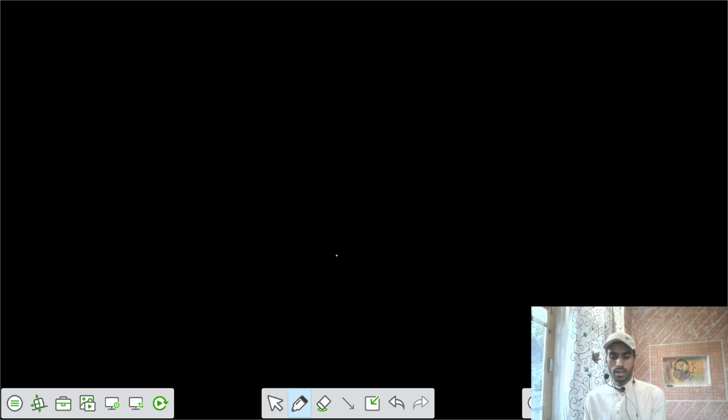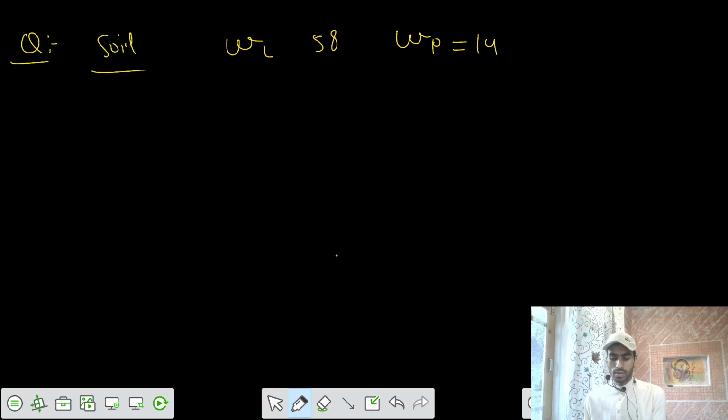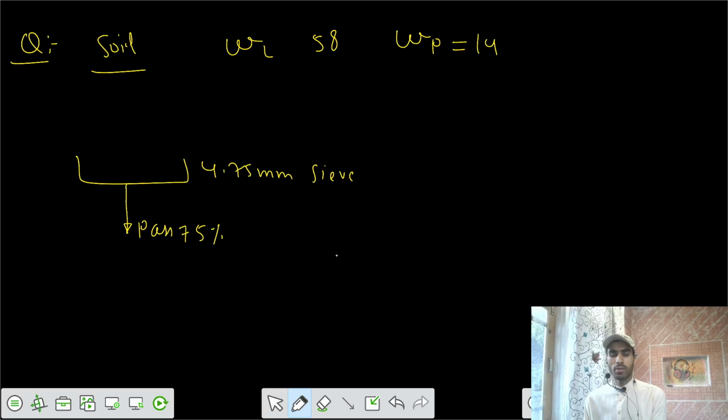Let's say that we have a soil. Its liquid limit is 58, and its plastic limit is 14%. It says that we have the 4.75 mm sieve, and we need to see how much percent is passing from that. That is 75% of the total passing.